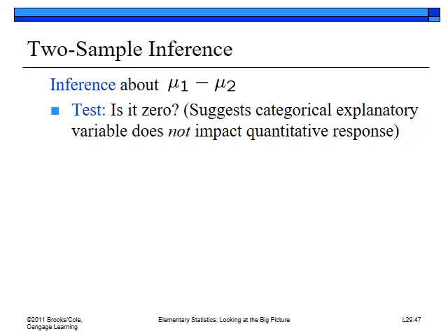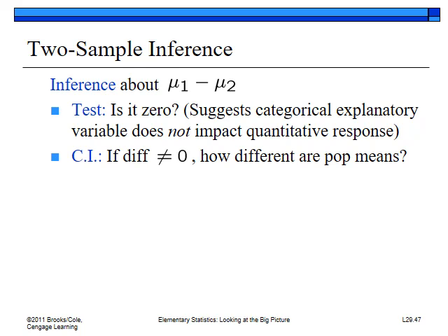If the difference in the means is 0, that suggests that there is no relationship between the variables. For confidence intervals, if the difference is not 0, how different are they?